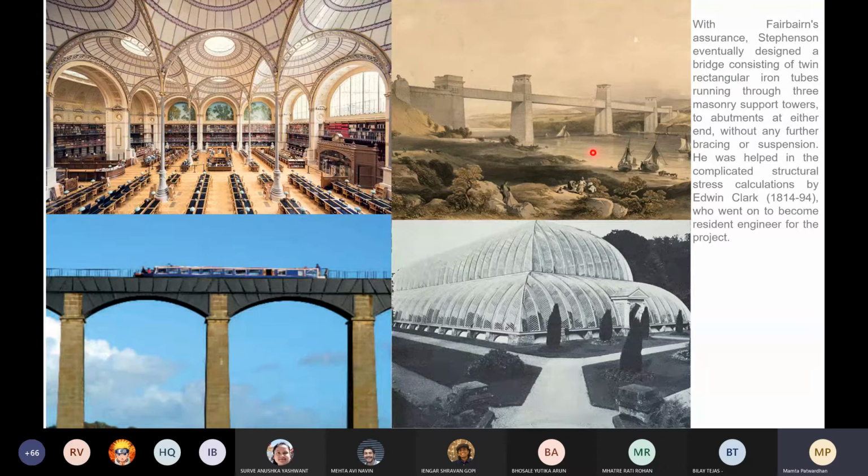This is a library. Does anyone recognize it? Has this been featured in a movie?